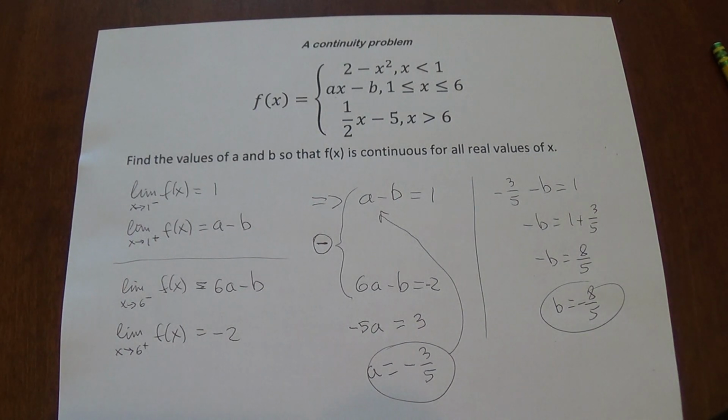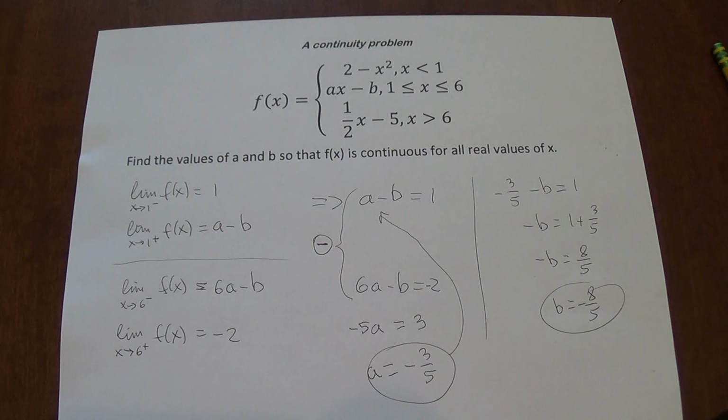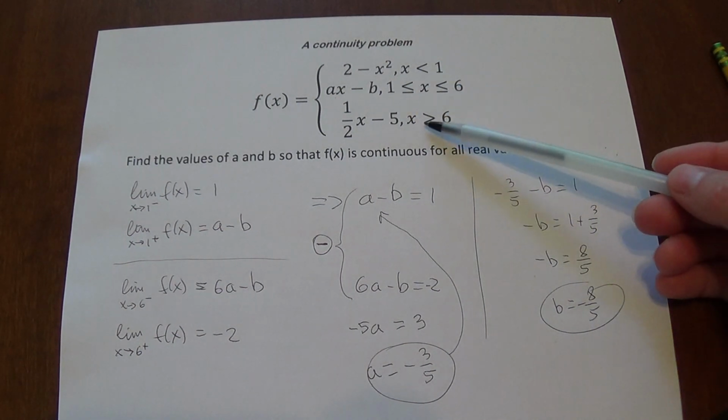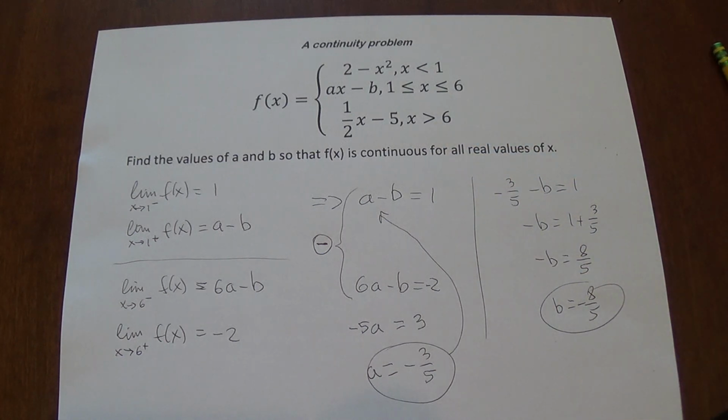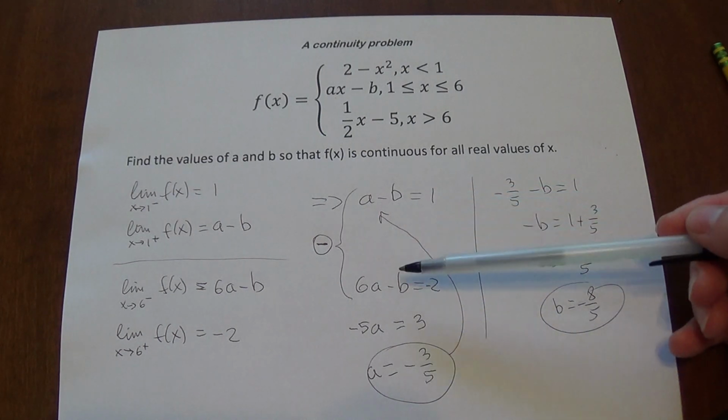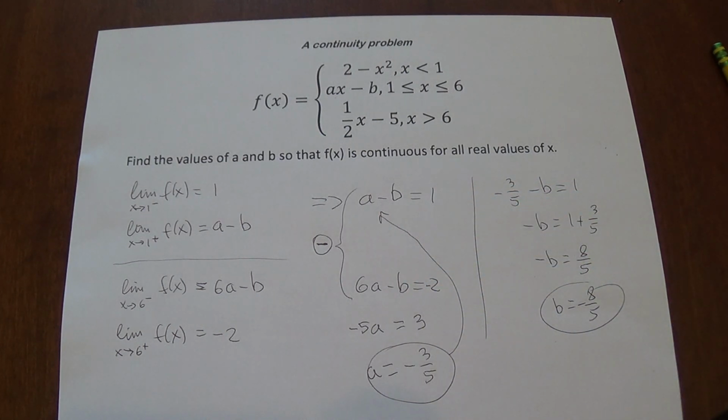Again, the main idea behind this is that you want the one-sided limits on either end, in this case for 1, and over here for 6, to be equal. This will establish continuity at each point individually, but the only way we can do it here is by setting up a system of two equations because we have two unknowns.